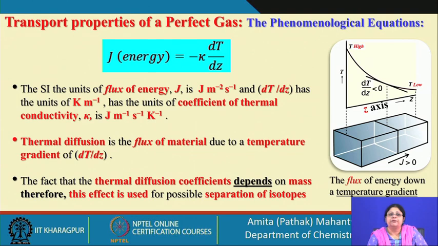So if you have a diffusion process generated out of movement of matter due to a temperature gradient, the coefficient we associate is the thermal diffusion coefficient, not thermal conductivity, not the diffusion coefficient, which we do not have in this paper. It is just additional information I am giving you. This thermal diffusion coefficient is dependent on a factor of the mass, so this is used to separate isotopes.